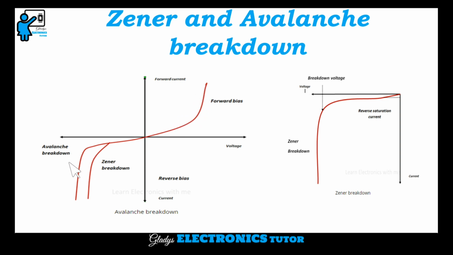This is the avalanche breakdown, and this is the Zener breakdown. We can see Zener breakdown is sharper than the avalanche breakdown, and the voltage where the Zener breakdown happens is the breakdown voltage.